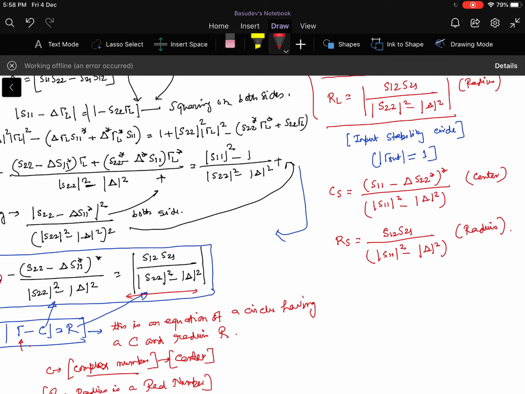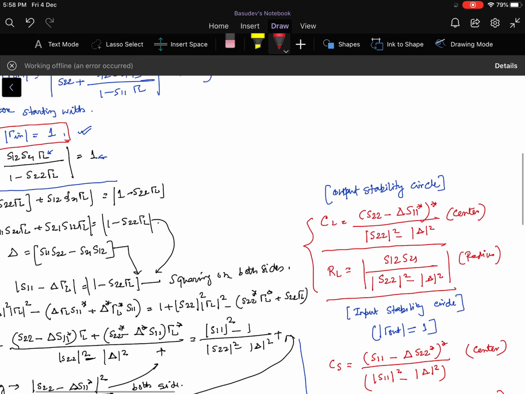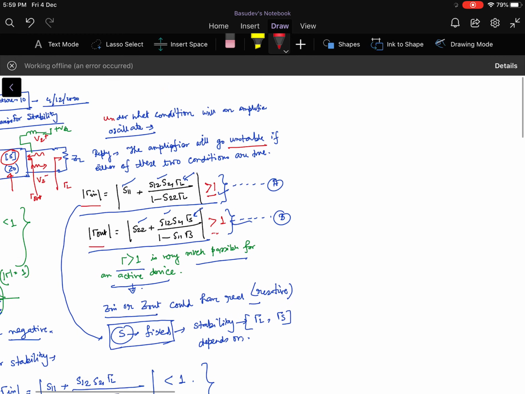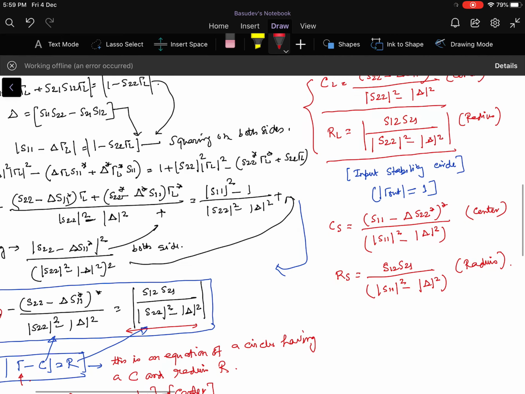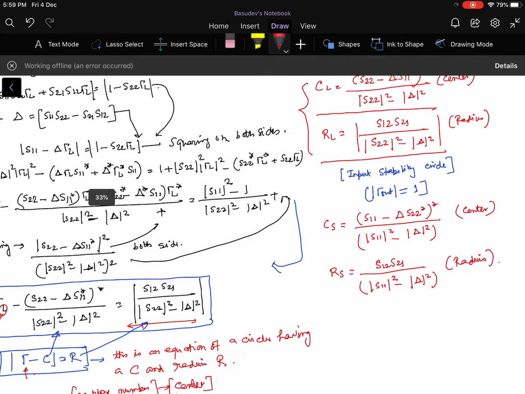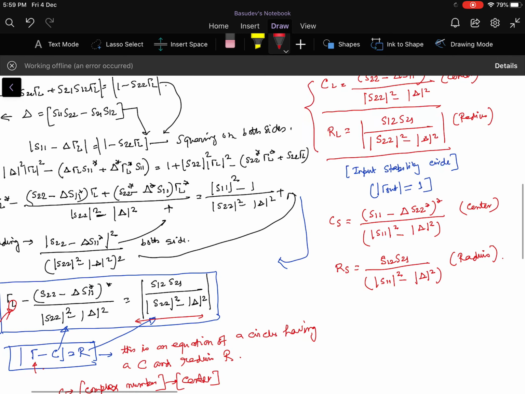Okay, so today I will conclude my lecture at this point. From my next lecture, lecture 11, I will discuss more about this, and we will try to plot this in the reflection Smith chart plane and investigate the stability.